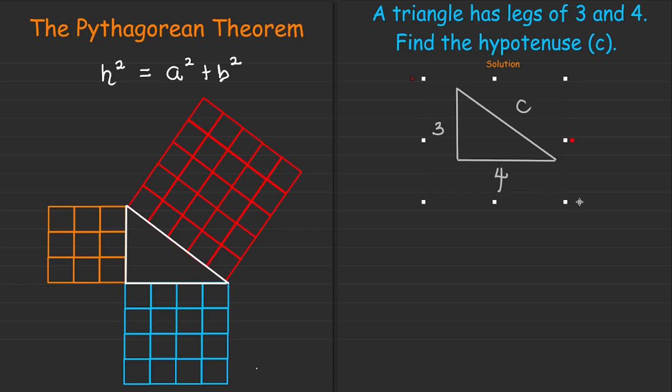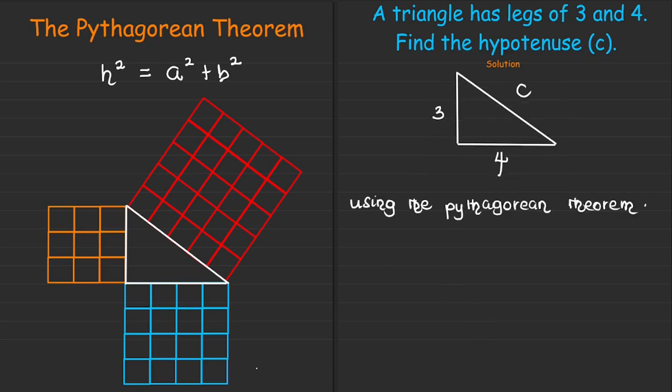Now, since it is a right angle triangle, we can use the Pythagoras theorem. And we know what it says. So we start by saying, using the Pythagorean theorem, C squared, which is our hypotenuse, will be equal to the sum of the squares of the other two sides. So C squared will be equal to 3 squared plus 4 squared. It's about making C the subject now.